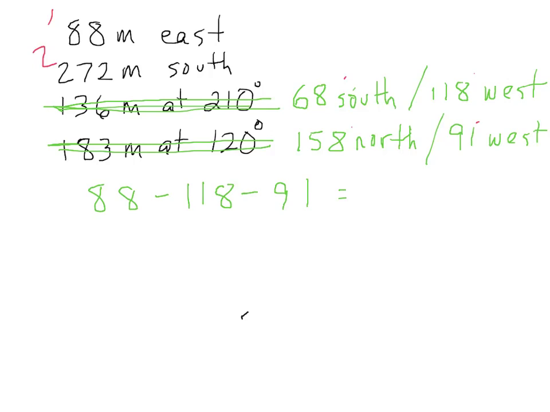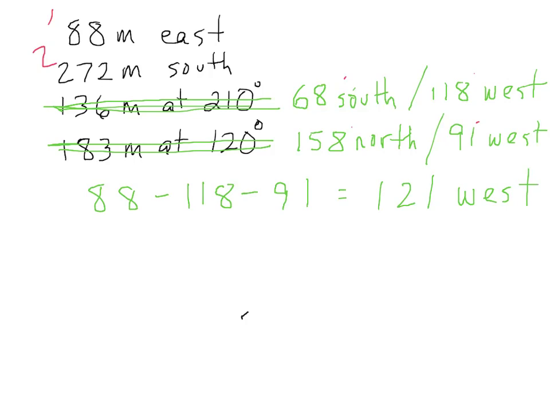Well, what that gets me is 121, and because that number came out negative, that's what I called all my west vectors. I think probably in hindsight a more logical way would be to take the west ones, 118 and 91, and put those together, and then just subtract the east one. But we've done enough vector addition with similar directions that I think you can see how I got 121 west.